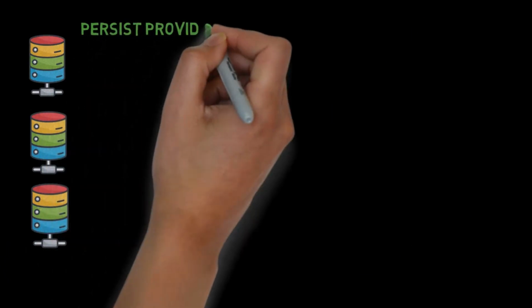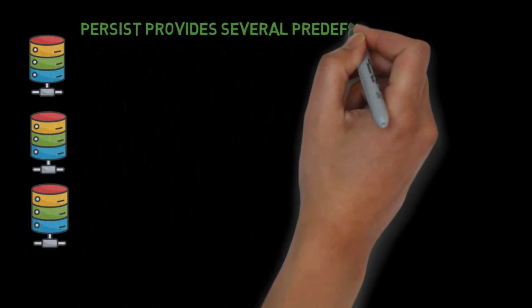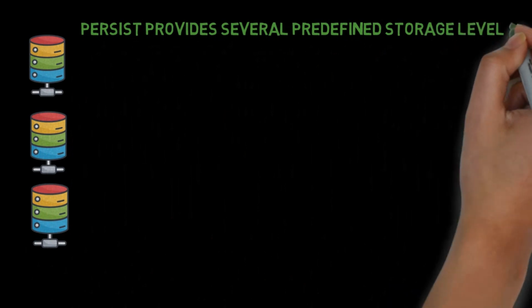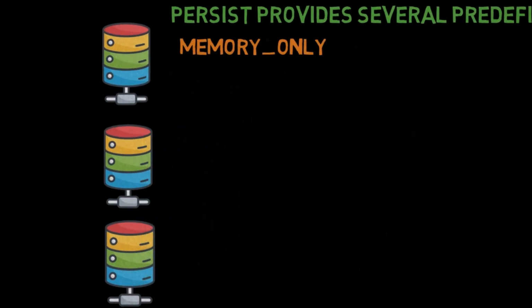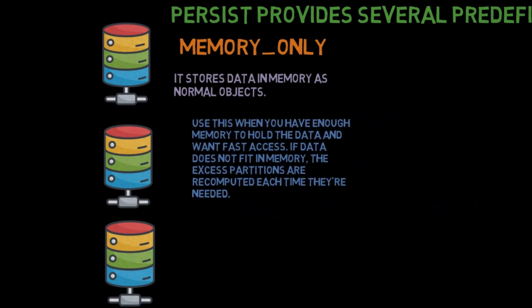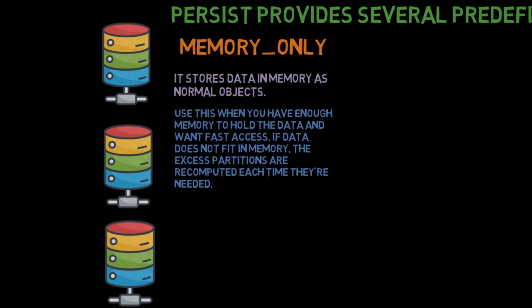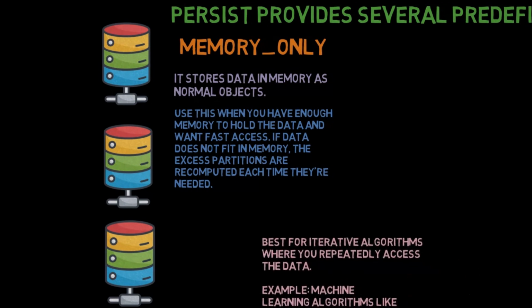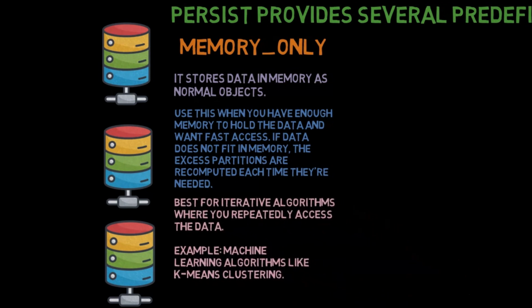Let's deep dive into different storage levels provided by Persist in PySpark. Memory only. It stores data in memory as normal objects. Use this when you have enough memory to hold the data and want fast access. If data does not fit in memory, the excess partitions are recomputed each time they're needed. Best for iterative algorithms where you repeatedly access the data. Example: machine learning algorithms like k-means clustering.